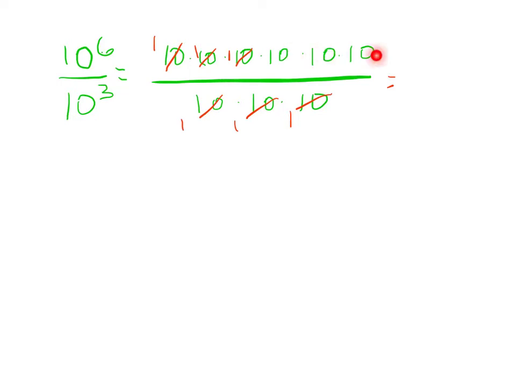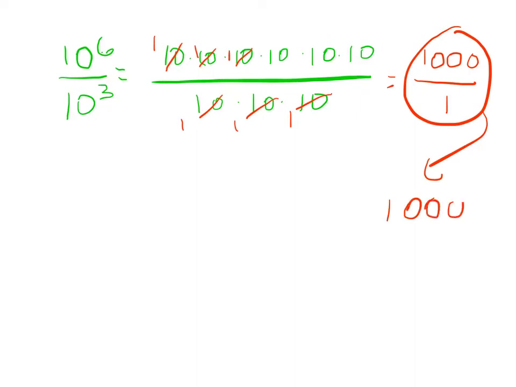10 times 10 times 10. That's 1,000. 1 with 3 zeros there. And down here I've got 1 times 1 times 1. That'll be 1. So I've got to simplify that. My answer is 1,000.